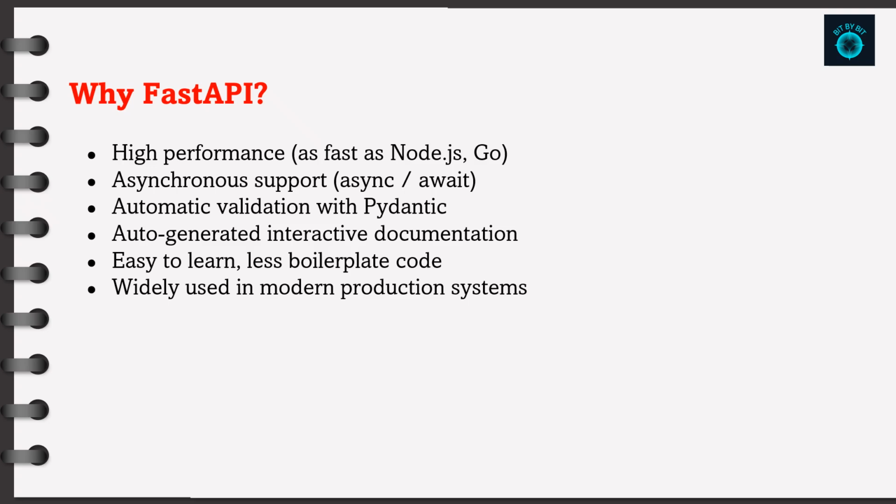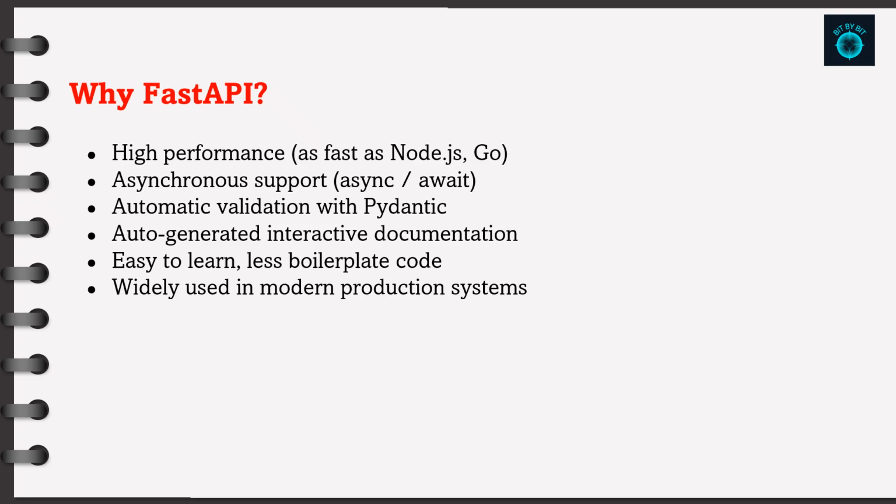The second reason is asynchronous support. With async and await, your application can handle thousands of requests efficiently. Especially important when your API talks to databases, external services, or other APIs. Instead of blocking and waiting, FastAPI can continue processing other requests.